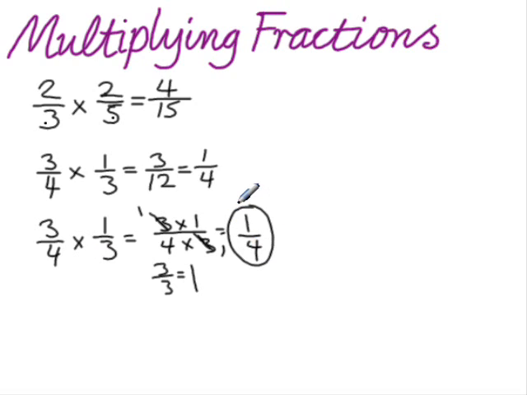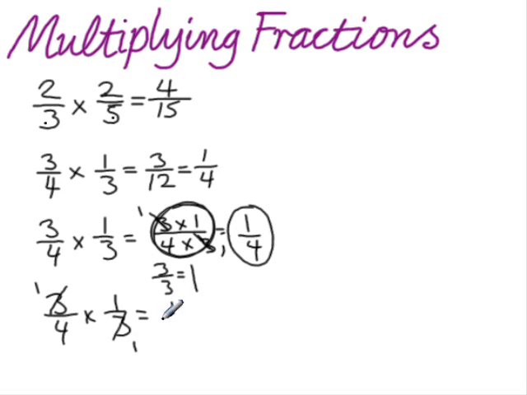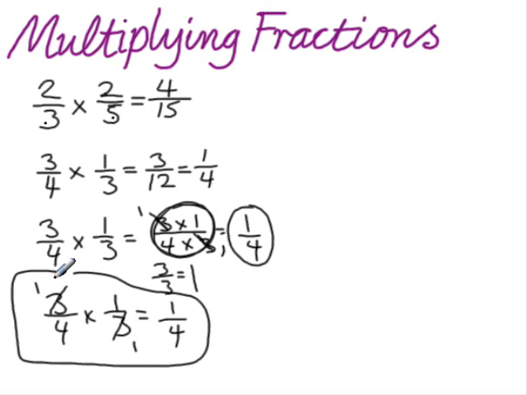Usually, the way that we do this, we don't usually have to write all of this. We just do it this way. 3/4 times 1/3. We have a 3 here. We have a 3 here. And we have 1. And we have 4. This is the way that we usually work those kinds of problems. Well, let's take a look at another one.